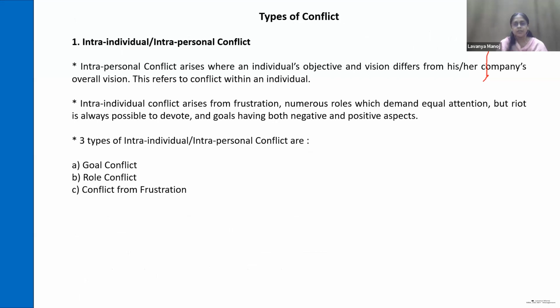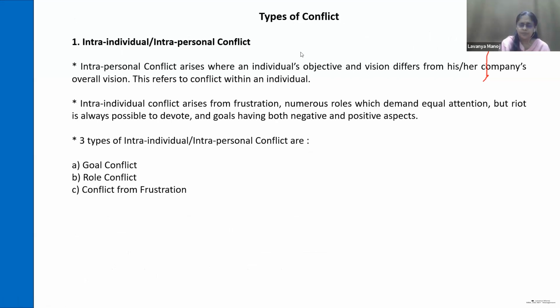Okay, so these are the types of conflicts. Now we are going into a little more detail. So intra-individual, that is intrapersonal conflict. This arises when the company's or organization's goals differ from the individual's, that is, the employee's goals.